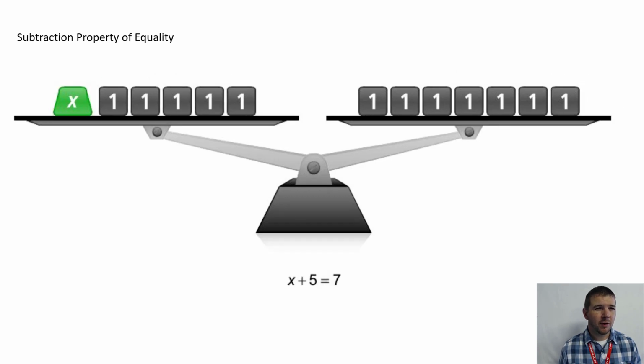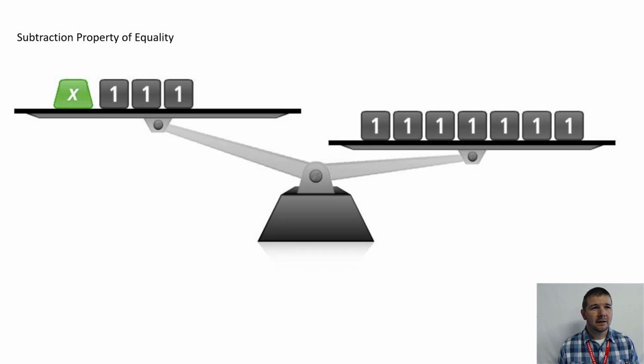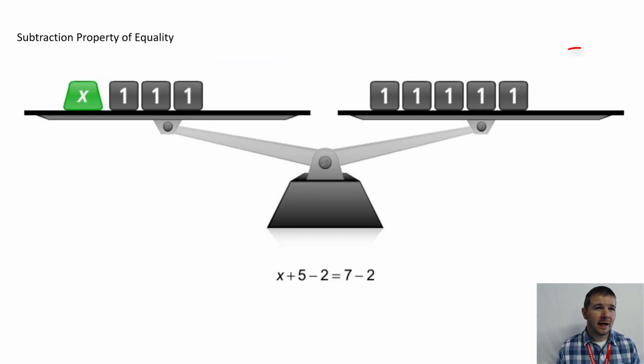The subtraction property of equality. First, beginning with balance, x plus 5 on the left equals 7 units shown on the right. If we subtract from the left, it looks as though we've subtracted 2 single units. Now we don't have balance anymore. However, if we subtract 2 units from the right, now we have balance once again. And as an equation, we could represent that x plus 5 minus 2 equals 7 minus 2, the subtraction property of equality.